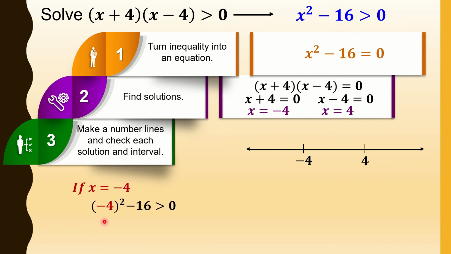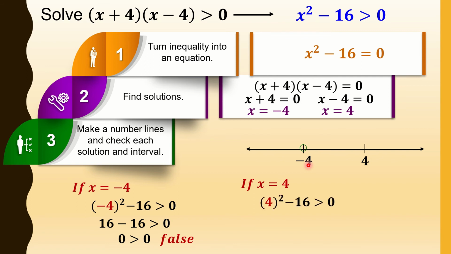We have the square of negative 4 minus 16 should be greater than 0. Negative 4 times negative 4 is equal to positive 16, and 16 minus 16 is equal to 0. This one is false. Therefore, we will use an open circle to show that negative 4 is not included. So let us have positive 4. 4 squared minus 16 is greater than 0. And 16 minus 16 is also equal to 0, which is not greater than 0. Therefore, I'll again use an open circle to indicate that positive 4 is not included.